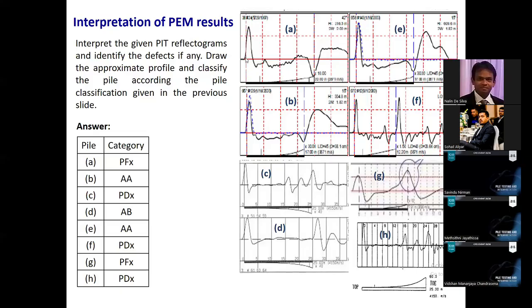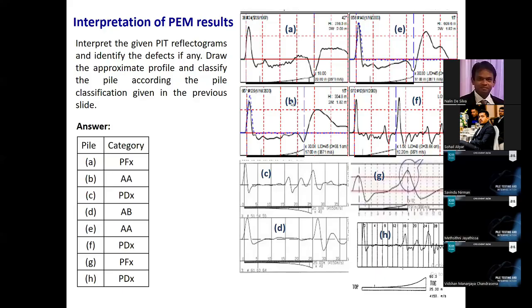You can see this is the initial peak, and all the other peaks are in the direction opposite to the initial peak, below the zero line. And here you will see some part of the reflectogram is going above the zero line. It is indicating, we call it a flaw. So this pile can be classified as PFX. There is a flaw at a depth below depth X.